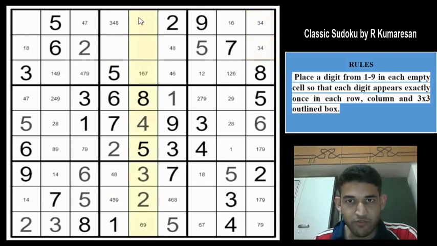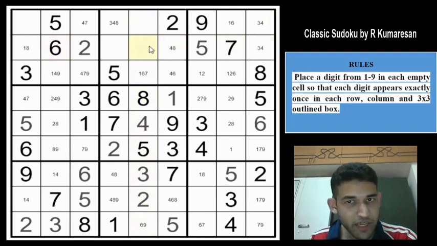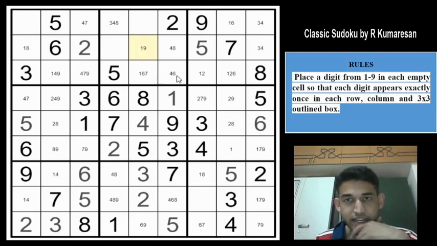Let us look at column 5 now. We have placed 2, 3, 4, 5, 8, right? So remaining digits are 1, 6, 7 and 9. You can't have a 6 and a 7 in this cell, so this has to be a 1 or a 9. Only possibilities left to us are 1 or 9. So nothing else can come there.